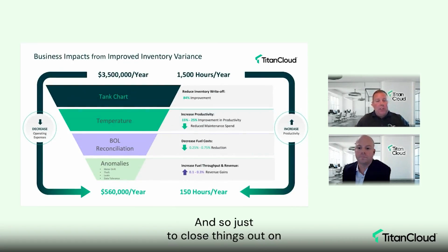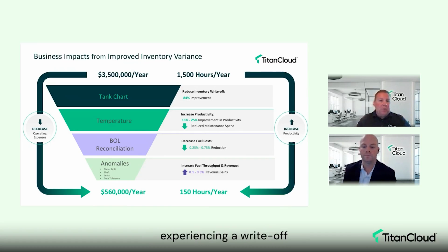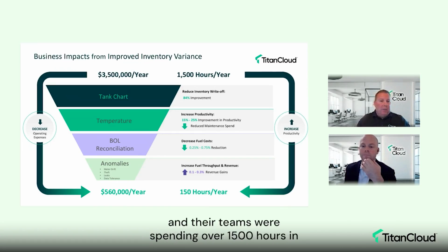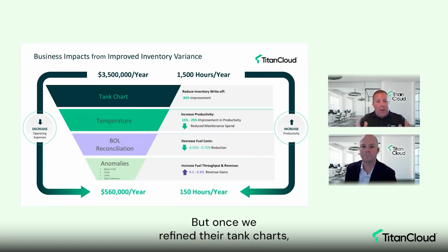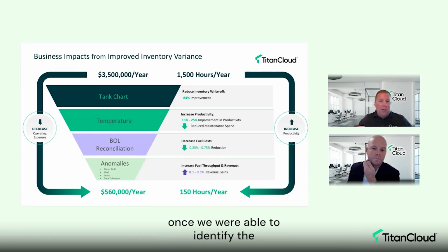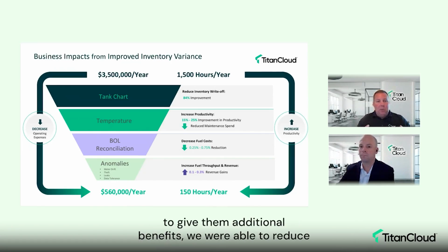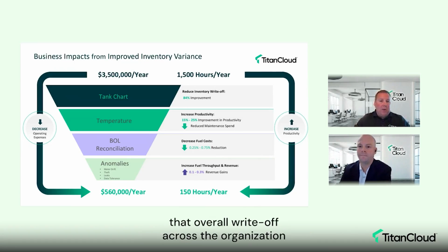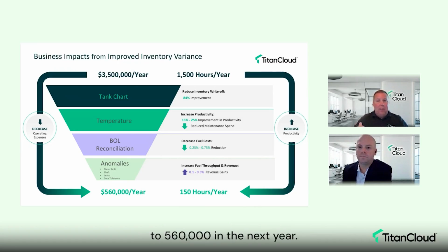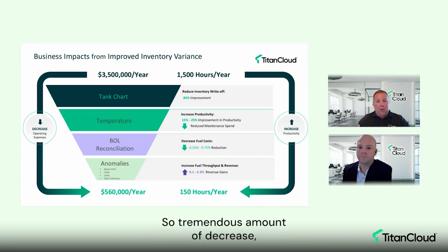So, just to close things out on our side, this is a real-life example we had for one of our clients where they were experiencing a write-off of about $3.5 million a year, and their teams were spending over 1,500 hours in investigation efforts, time that was not spent on value-added services. But once we refined their tank charts, identified the BOL and temperature issues at their locations, and provided anomaly detection to give them additional benefits, we were able to reduce that overall write-off across the organization to $560,000 in the next year. So a tremendous decrease and improvement in overall operating expenses and the overall write-off.